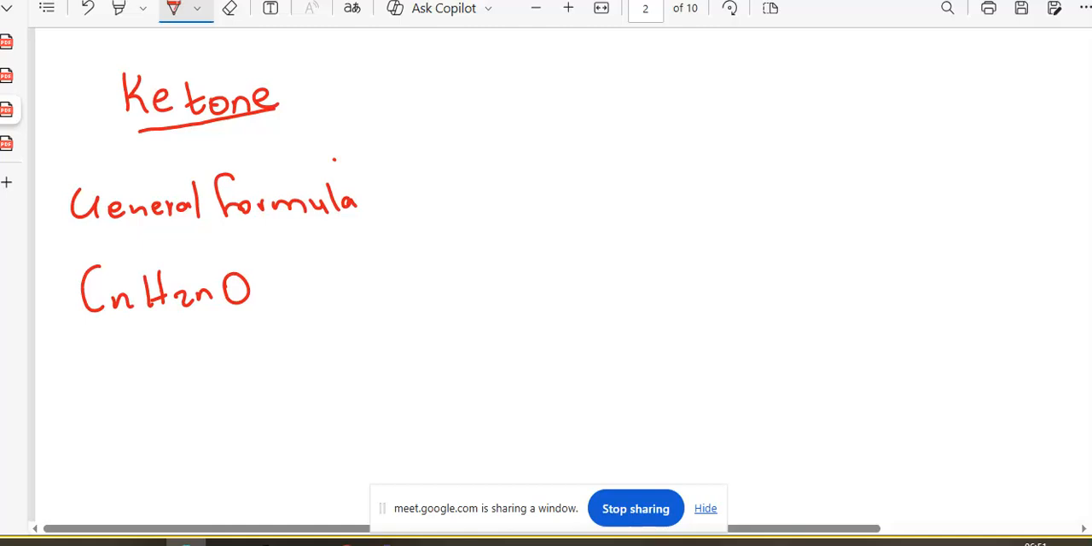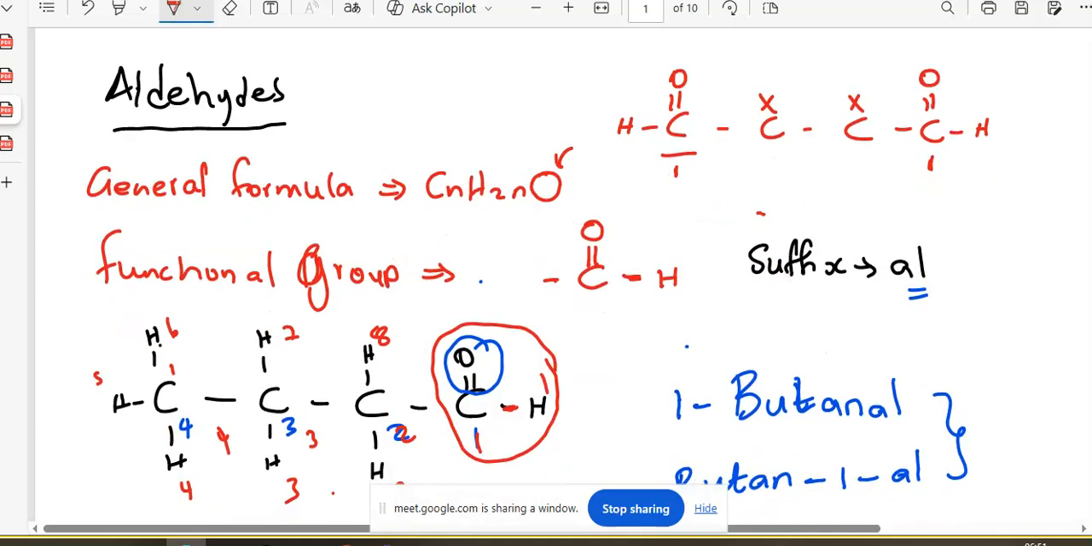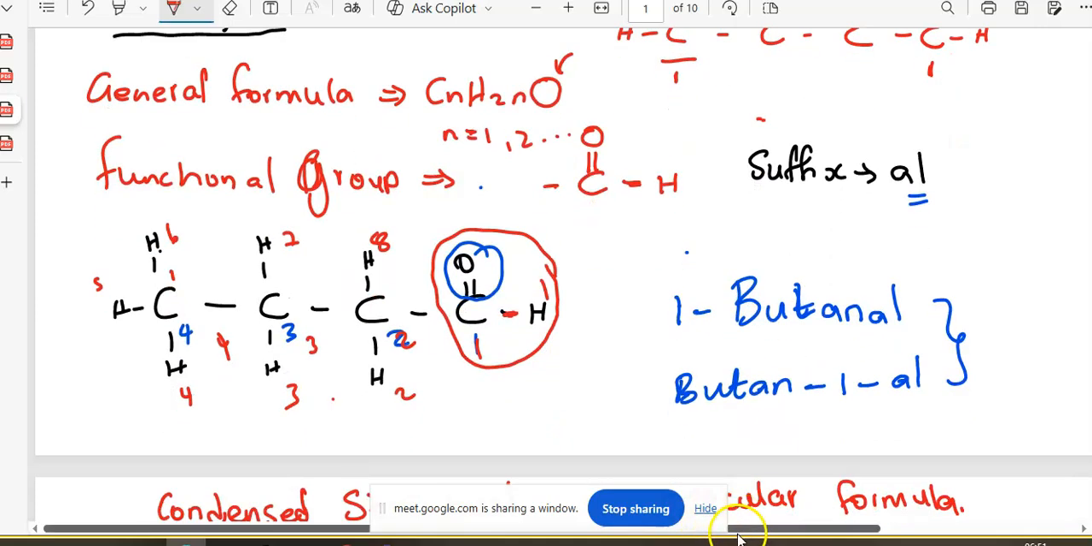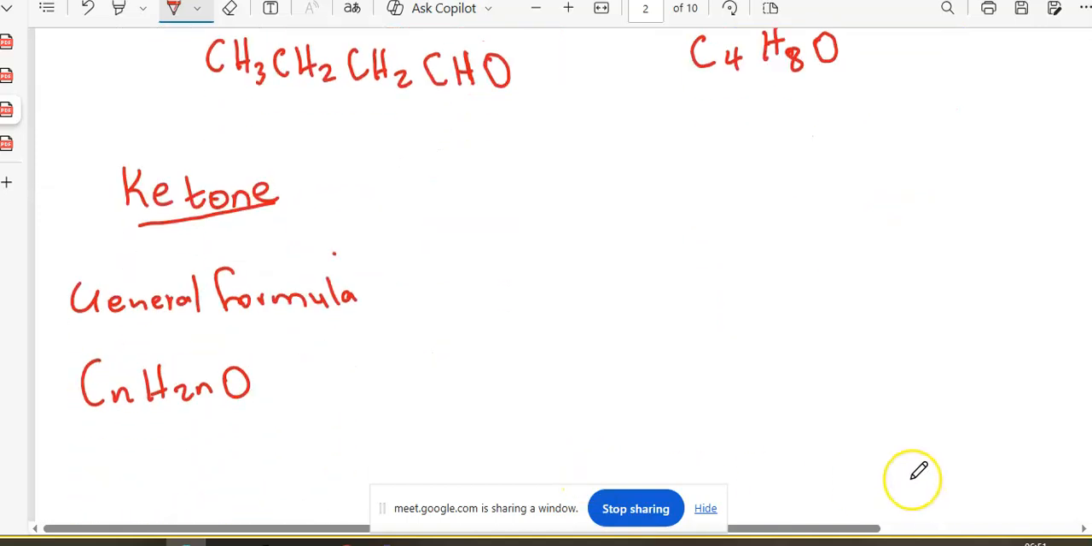So now what I need you to realize from this is that the ketone and the aldehyde have the same general formula. The difference is where the n starts. When we say n, the number of carbons, for the aldehyde it starts at 1, it can have 1, 2, and so on. But for the ketones, it's going to start at 3, 4. So that's the difference. Everything will make sense when we work on examples. So n here is going to be 3, 4, and so on.